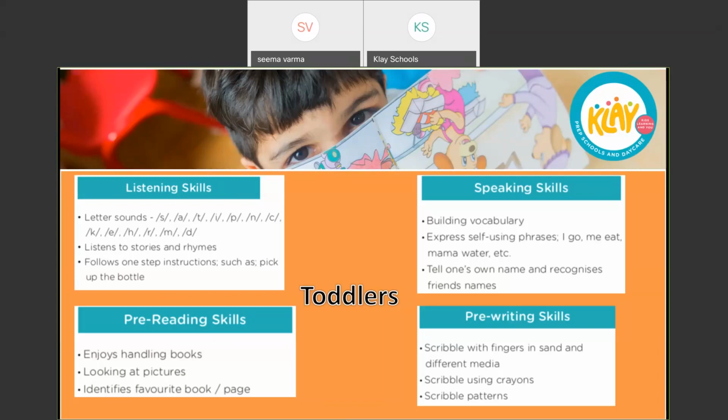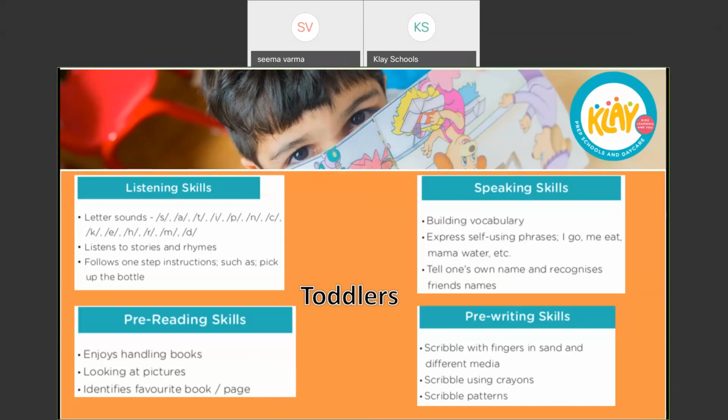And at the toddler age, then we expose children to books. Of course, in infancy also we expose them, but it is here that they learn to handle the books, look at pictures, identify favorite book pages, and build vocabulary. They express themselves using phrases like "I go," "me eat," "mama, water," etc. They are able to tell their own names and recognize their friends' names.